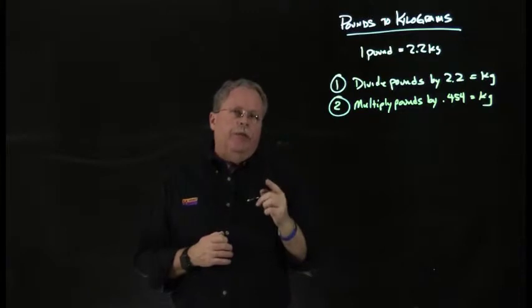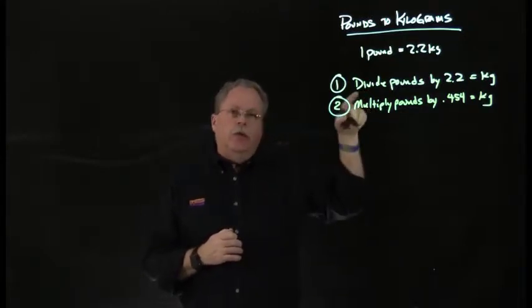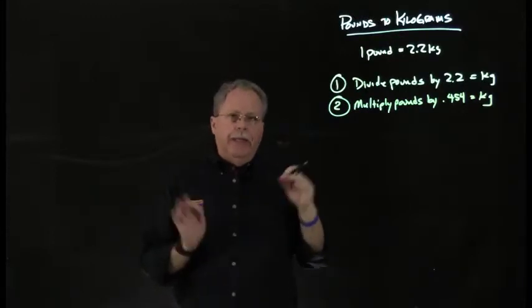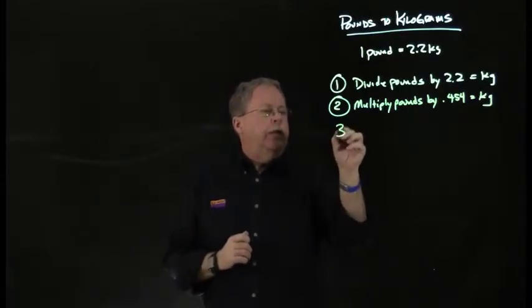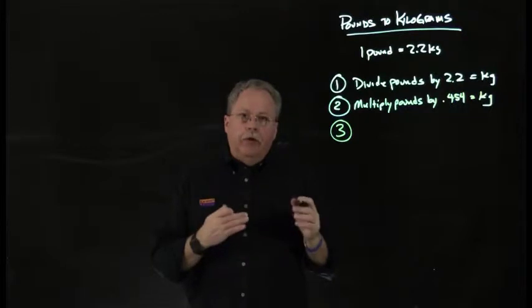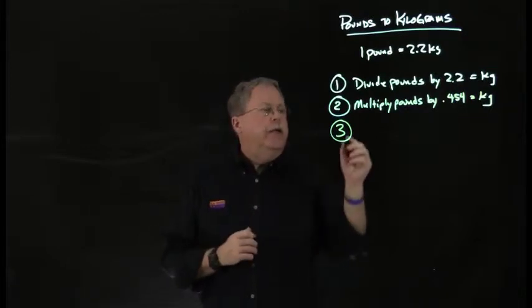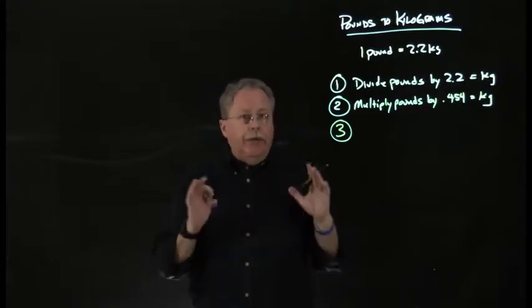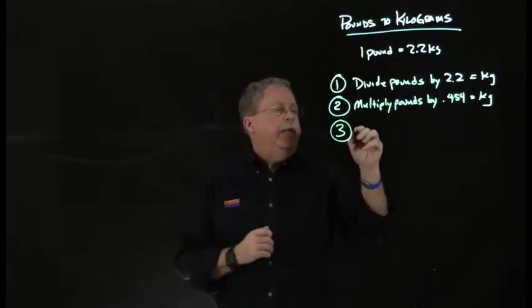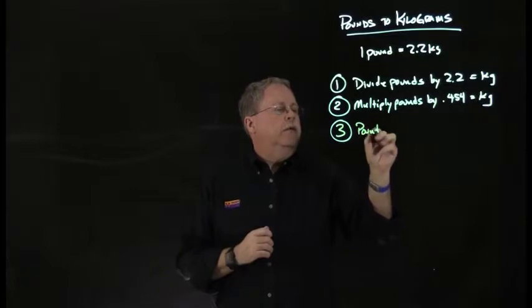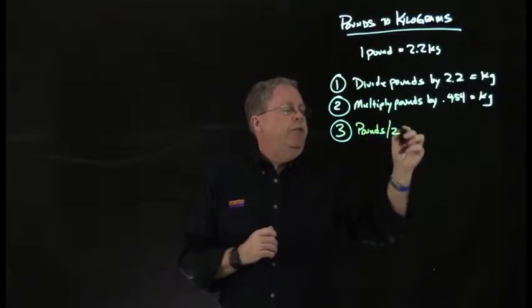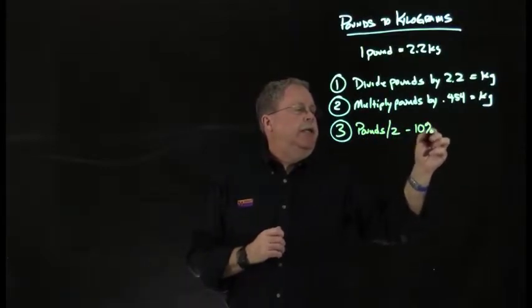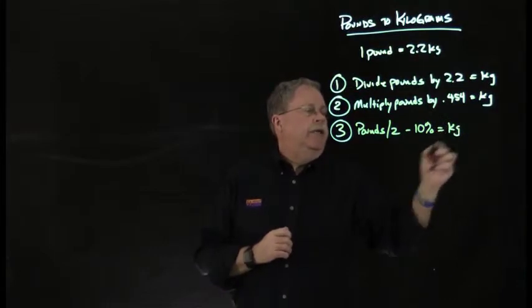But the third option is the one that I need you to know for sure. These first two work great if you're doing work on paper, taking a test, whatever. But when you're out in the field and things are moving quickly and you've got to make a decision, you do what is called the 3 a.m. rule. It's so simple you can remember it at 3 a.m. And that is to take pounds, divided by 2, minus 10%, and that equals kilograms.